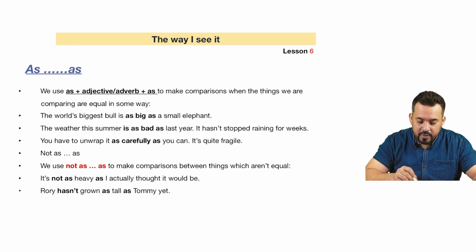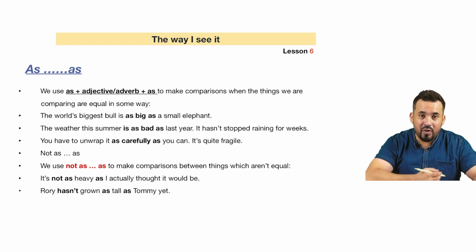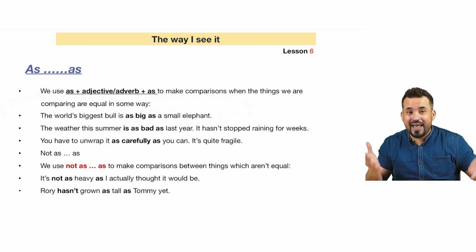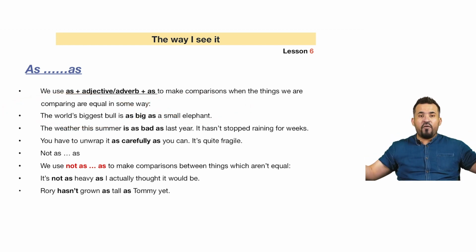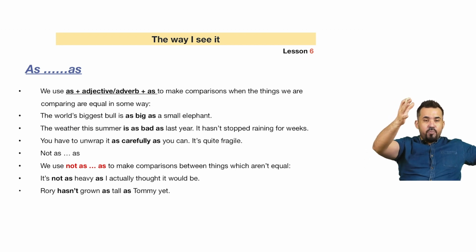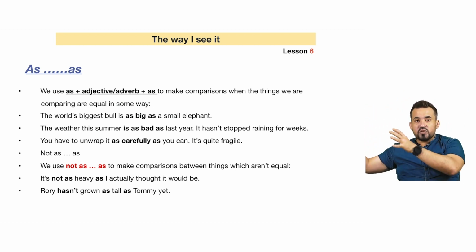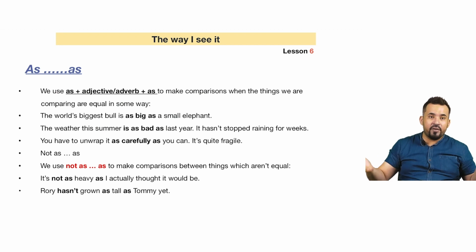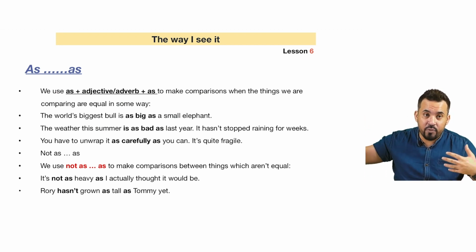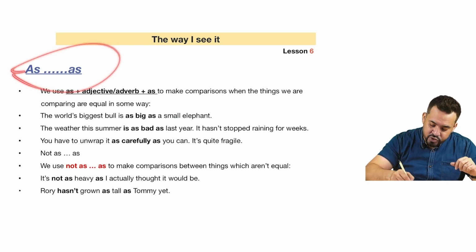Okay, let's take a look. The world's biggest bull is as big as a small elephant. So here we're comparing the world's biggest bull to the small elephant, and we're saying "as big as." It means both are relatively the same size. The world's biggest bull or the world's smallest elephants, they are relatively the same size. So we use "as adjective or adverb as."